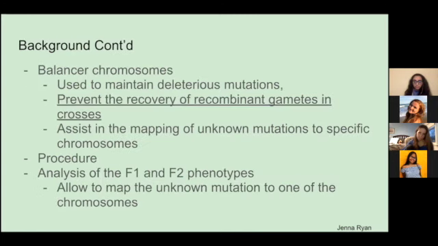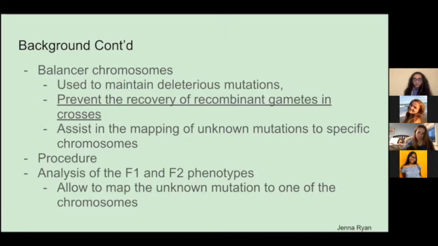Balancer chromosomes have many purposes, including to maintain deleterious mutations, prevent the recovery of recombinant gametes and crosses, which is what it was used for in this lab, and to assist in the mapping of unknown mutations to a specific chromosome. The procedure consisted of many steps, including mapping to a chromosome, which we used the balancer chromosomes to perform crosses for chromosomes 3 and 2.